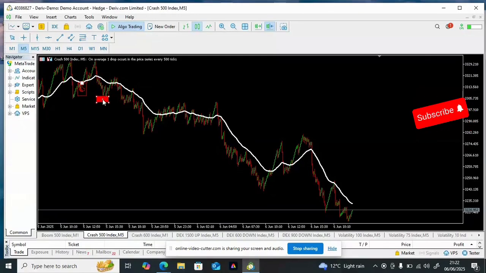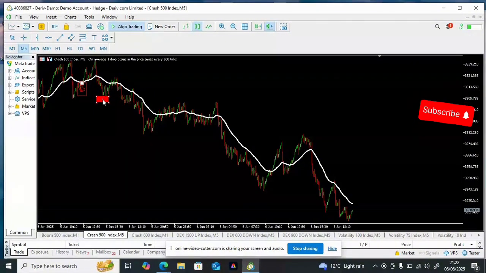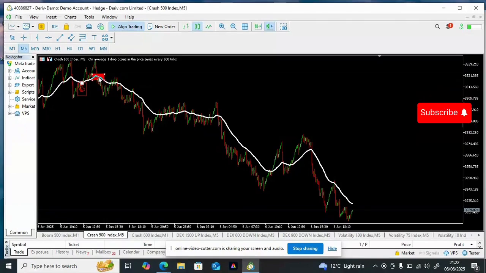All right, so it is worth it that it crosses. You go and look, the first spike you take it, the second spike you take it, and you wait for it to cross above, and then you can close. You wouldn't be in any losses. All right, you wouldn't be in any loss.